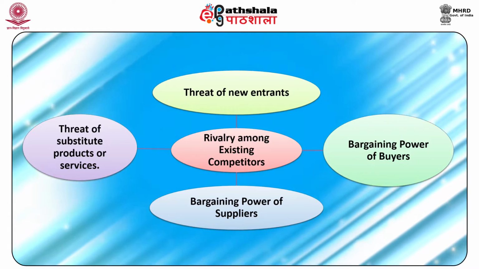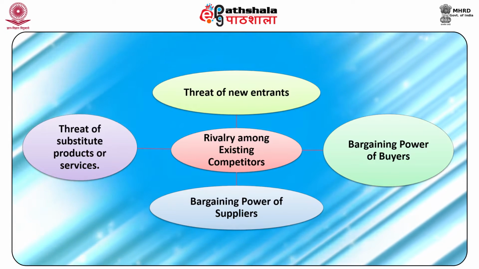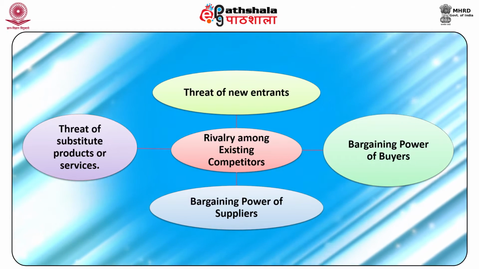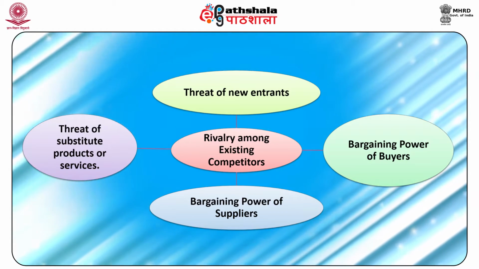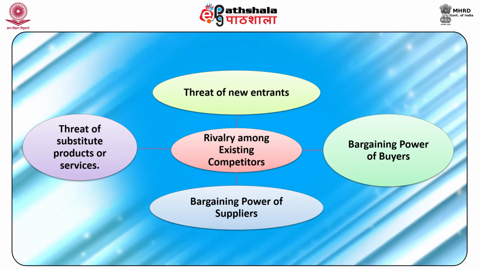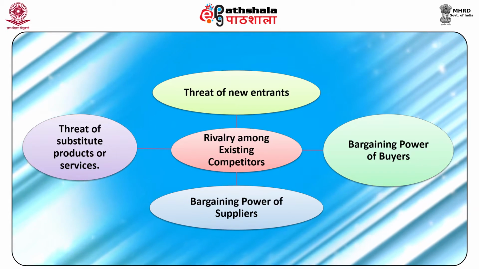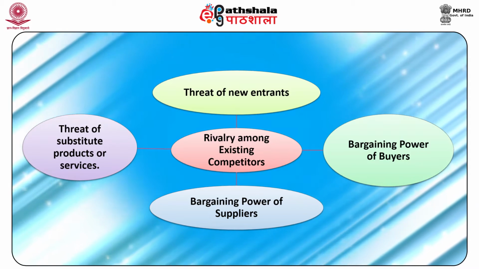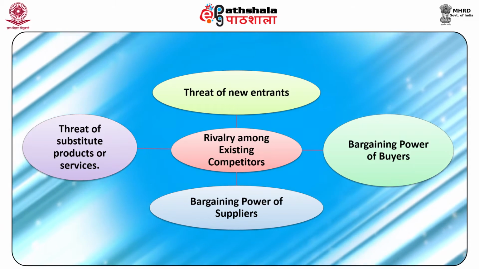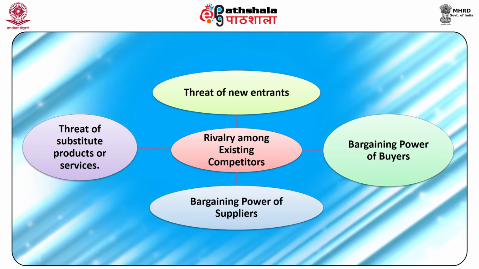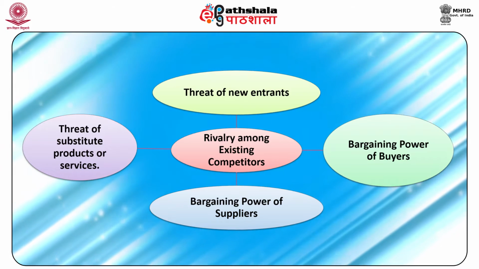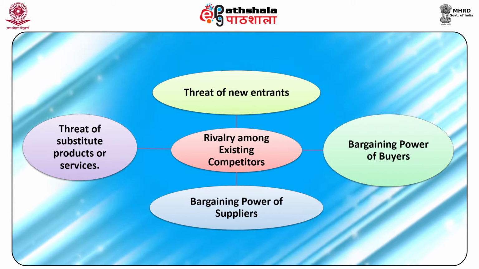So, rivalry among the firms competing in a particular industry or the market is one of the strongest forces, and it is affected by factors like number of firms, market growth, switching costs, exit barriers, and product differentiation. The second force is bargaining power of the suppliers. The greater the leverage that the suppliers of key raw material or components have, the less attractive the industry or the market becomes.